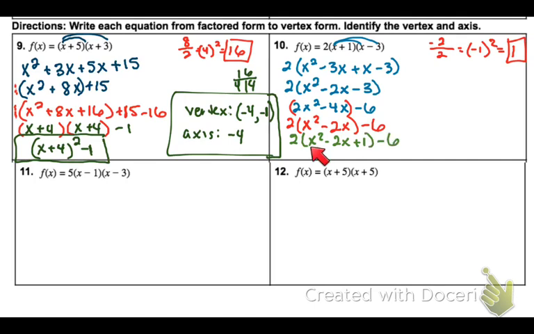So now that your a is a 1, 1 times 1 is 1. What times what gives you 1, but also -2? I'm going to be left with -1 and -1. So then I'm going to have 2 and x minus 1, x minus 1, and then your minus 6.